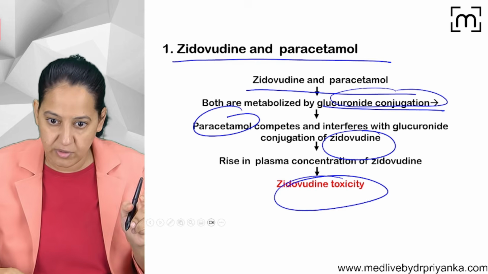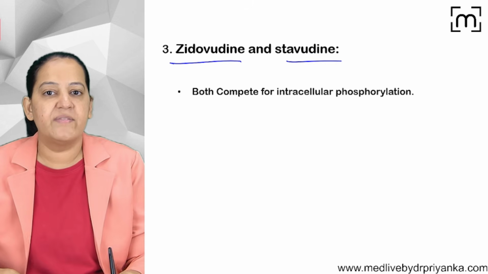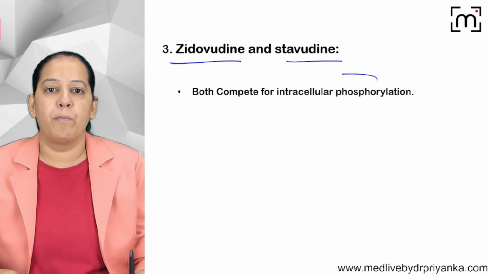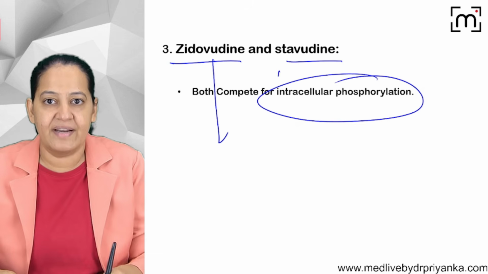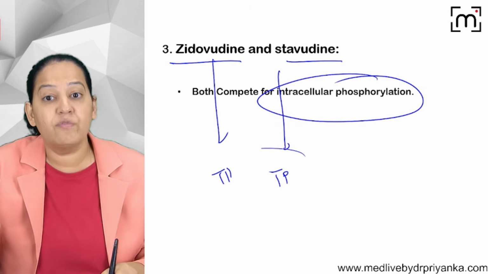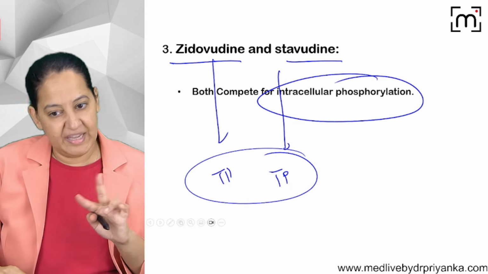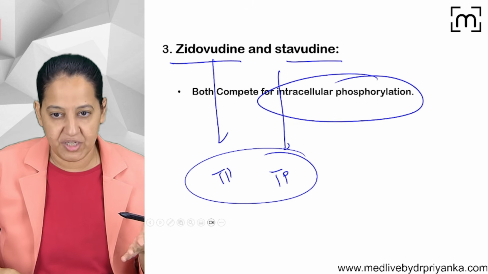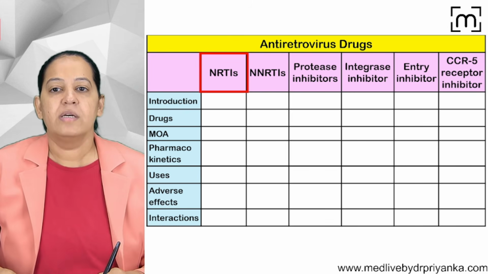So here also zidovudine toxicity, here also zidovudine toxicity. And the last, don't give zidovudine with stavudine because both of them compete for phosphorylation. I told you how they act. After entering inside the cell, they convert into triphosphate form. If you give them together, both of them want to convert into triphosphate form. So they compete for phosphorylation and interfere with each other's phosphorylation. That's why don't give them together. Okay, so that is the interaction.